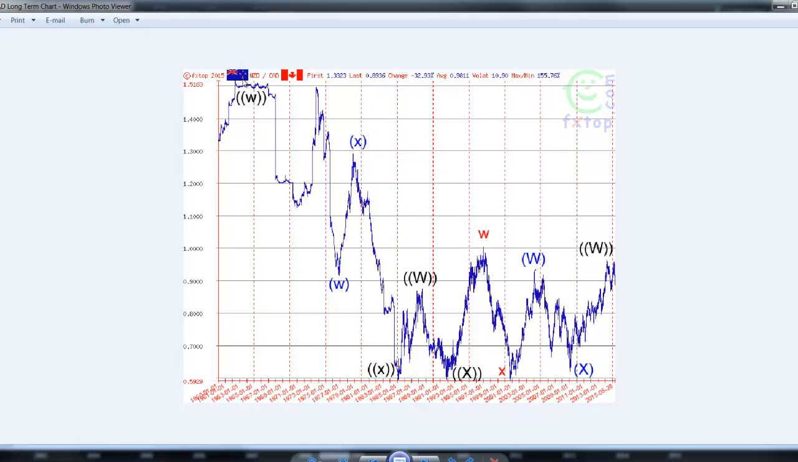Now we can see that the drop here is in a double correction. This is approximately midway of this drop, and this leg right here is approximately the same as this leg over here. So this one should be the connector, and this one should be a WXY structure. So we drop from W and X in 3 swings in a corrective manner, and then from this low here the pair starts to rally, and we can see the rally is also in a corrective manner in 3 swings. We have 1, 2, and 3.